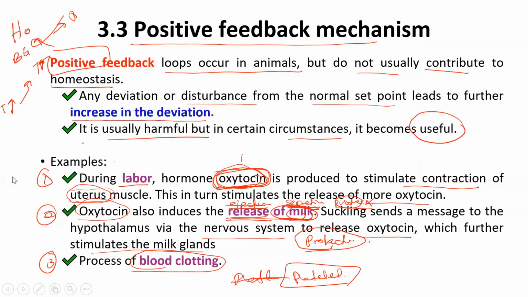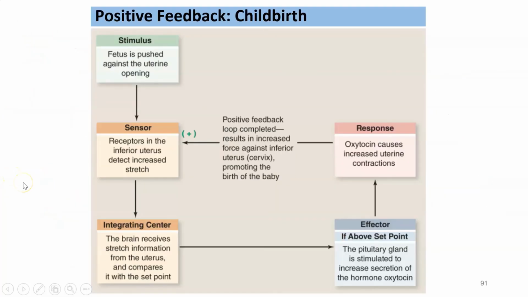Okay, so this is the diagram to show you how childbirth occurs through positive feedback. Kan? So kalau positive feedback satu factor dalam badan awak increase, so dia akan increasekan lagi. Macam tu. Okay, that is positive feedback. So you have here the stimulus. Mesti ada stimulus, right? So stimulus, fetus is pushed against the uterine opening, alright?